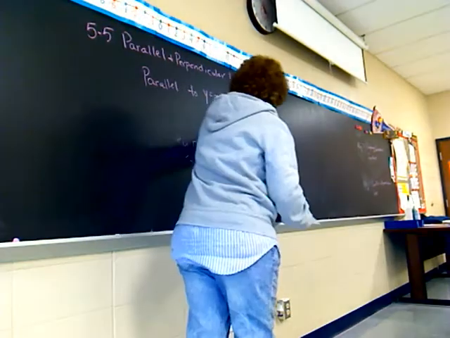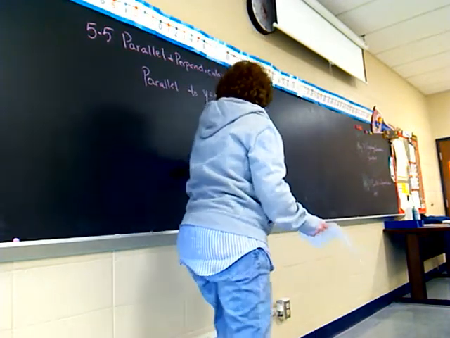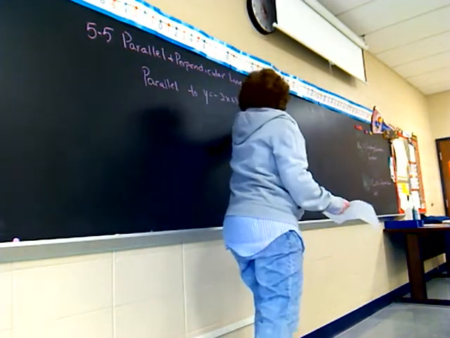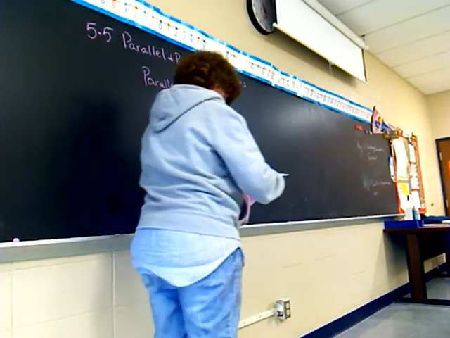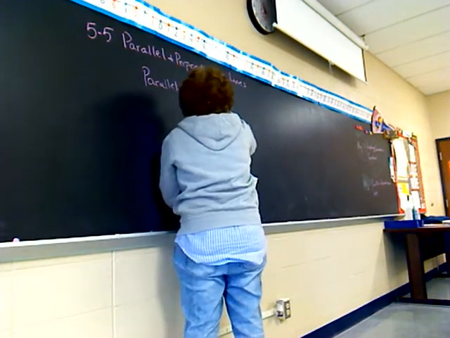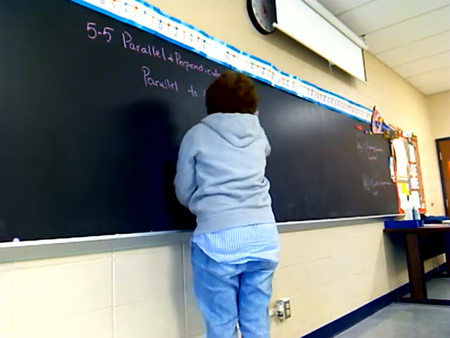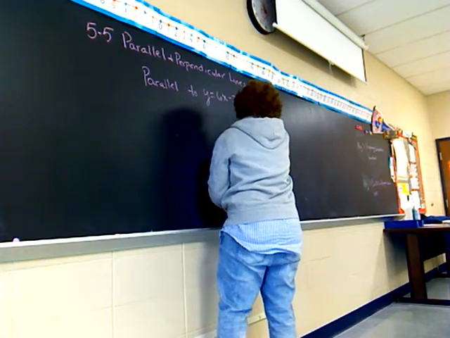Okay, so I want to do another one of these. I want to write an equation for a line that's parallel to the line y = 6x - 2 that goes through the ordered pair (0, 0).